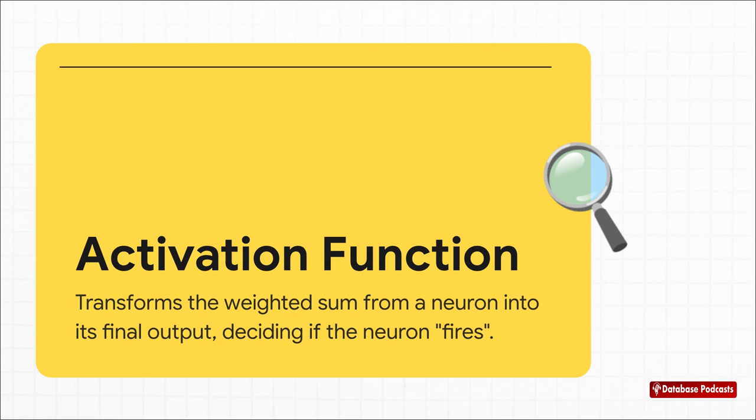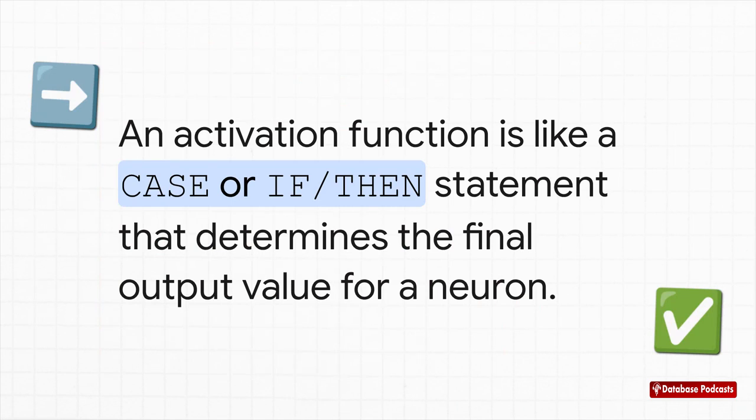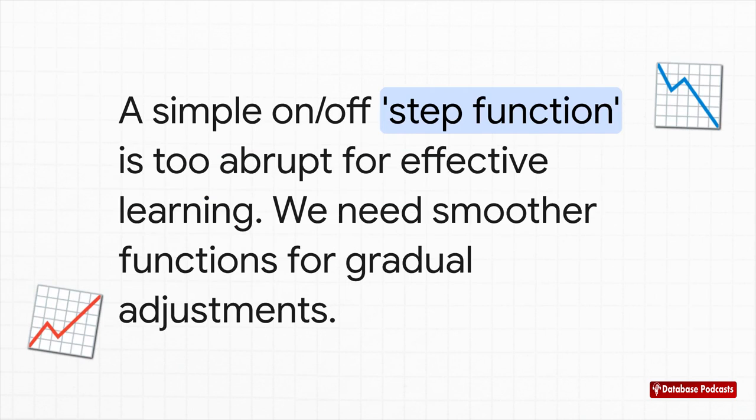That's the perfect question, because it brings us to the final and maybe the most critical step. The number from our little equation gets fed into something called an activation function. This function's job is to take that result and decide what the neuron's final output should be. It's what determines whether the neuron fires or stays quiet. Sticking with our database analogy, an activation function is basically like a case statement or an if-then block in SQL. It looks at the calculated value and, based on a set of rules, decides what the final output for that row should be.